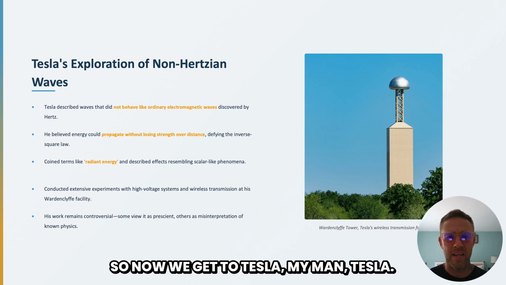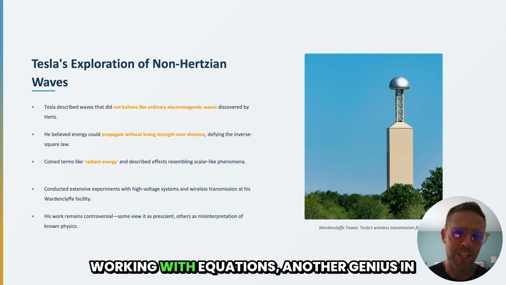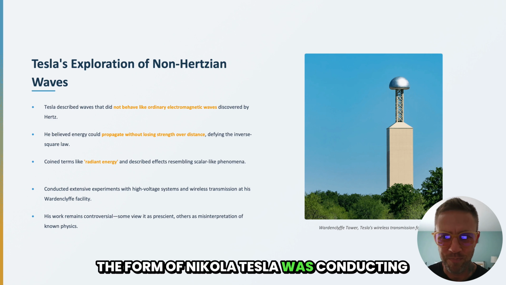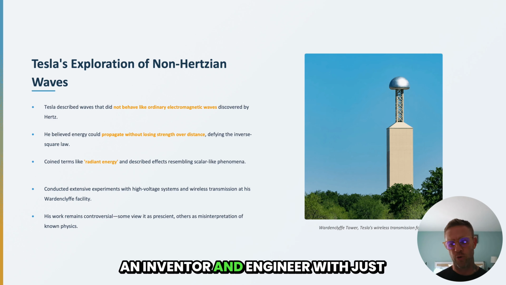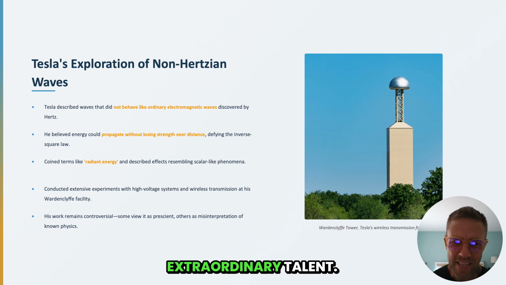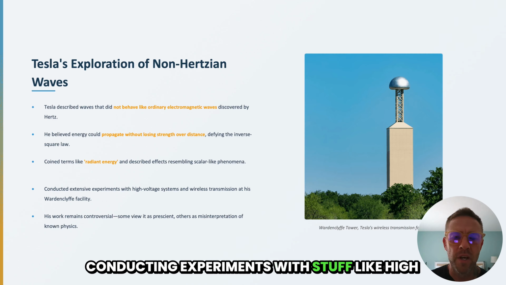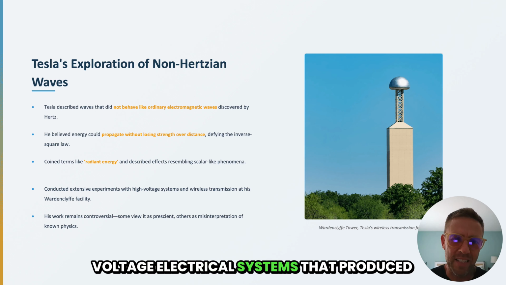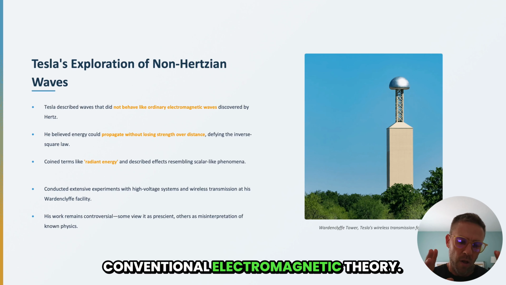So now we get to Tesla. My man, Tesla. While Maxwell and Heaviside were working with equations, another genius in the form of Nikola Tesla was conducting experiments. If you're not familiar with him, Tesla was an inventor, an engineer with just extraordinary talent. In the 1890s and early 1900s, Tesla was conducting experiments with things like high voltage electrical systems that produced effects he couldn't explain with conventional electromagnetic theory.